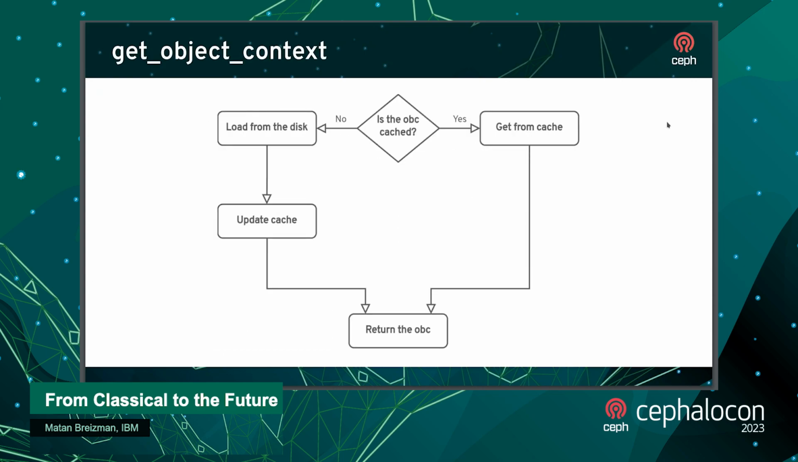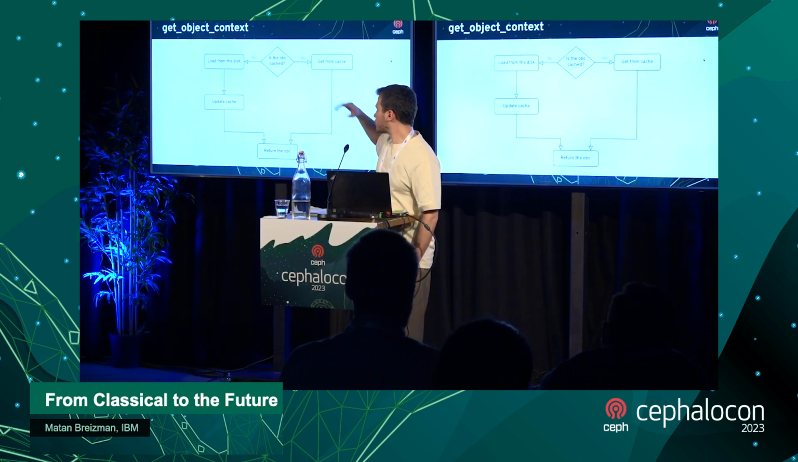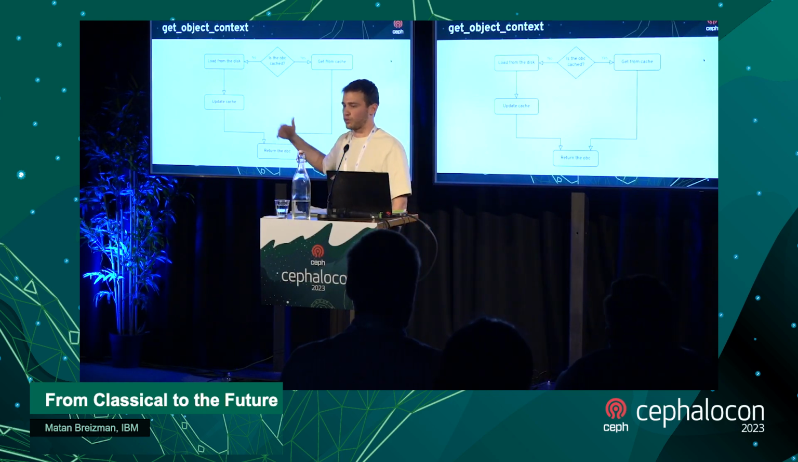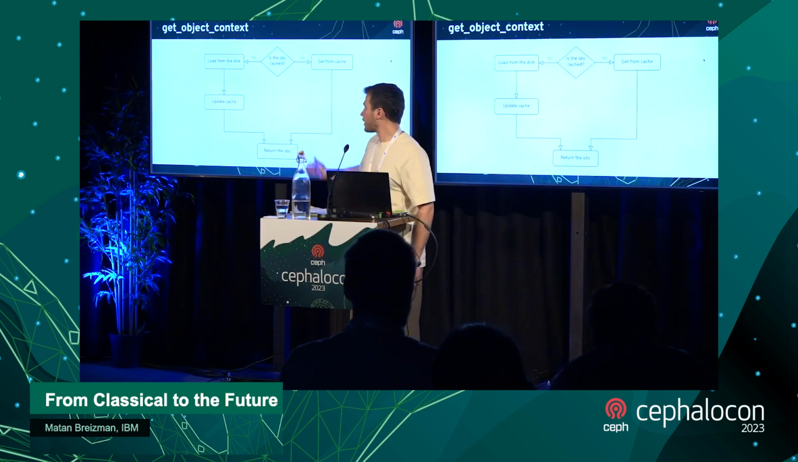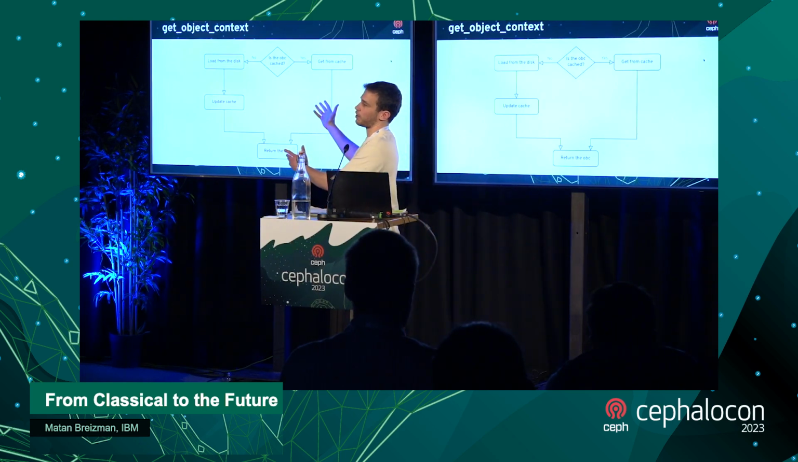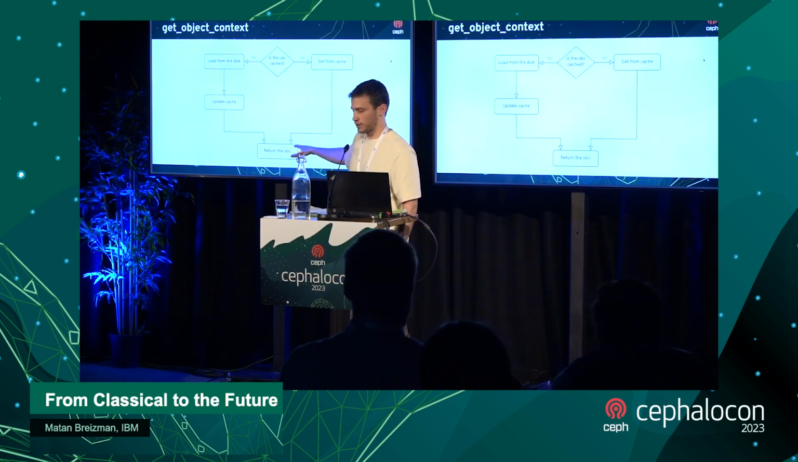So how do we get the object context? Really simply, I would say, in this graph. We ask whether the object context is cached or not. If it's cached, we just get it from cache and return it to our logic to continue. If not, we load it from disk. Now this path will essentially require an I/O, so let's remember this path here. And in the end, we update the cache and return the object context.